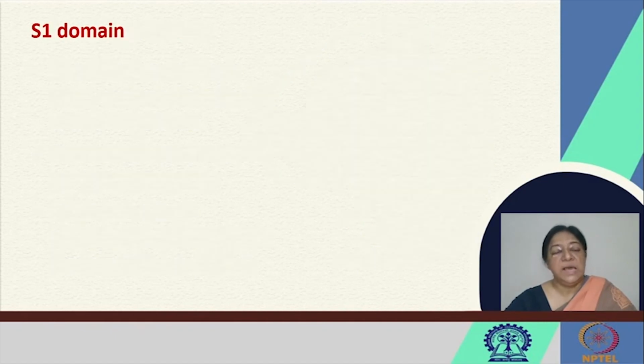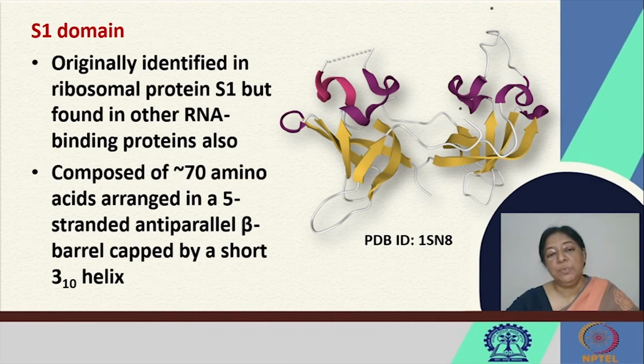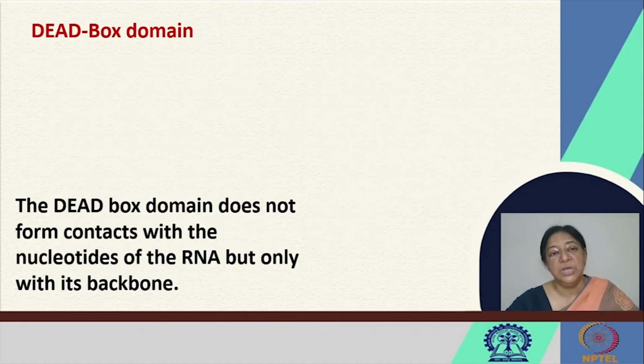The S1 domain is another domain that was originally identified in a ribosomal protein but was found in other RNA binding proteins as well. Again, this is composed of approximately 70 amino acids that are arranged in a five-stranded anti-parallel beta barrel that is capped by a short 3-10 helix. So the necessity of having these structural motifs, we realize, is in the recognition. So the domains are large in recognizing the RNA structure.